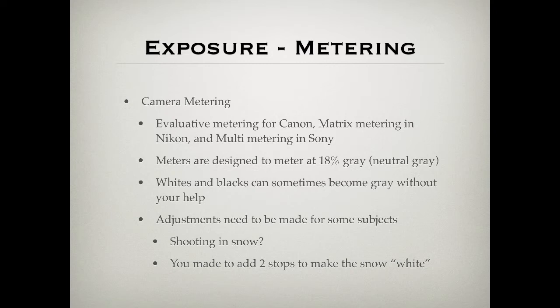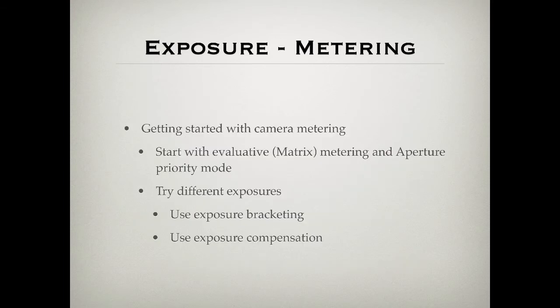So if we have a scene with a lot of snow, the snow is very bright, right? It's several stops, 4 stops, or 2 stops, over middle gray, and it's going to try and make that sort of middle gray tone. So if we're shooting with a lot of snow, we might have to override the exposure by 2 stops. So changing the shutter speed or ISO setting perhaps by 2 stops to make that snow look whiter. So we can add 2 stops.